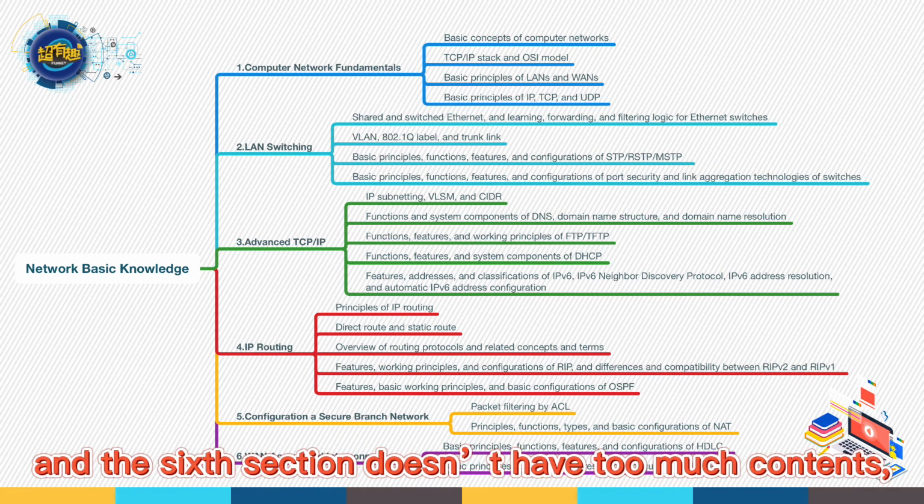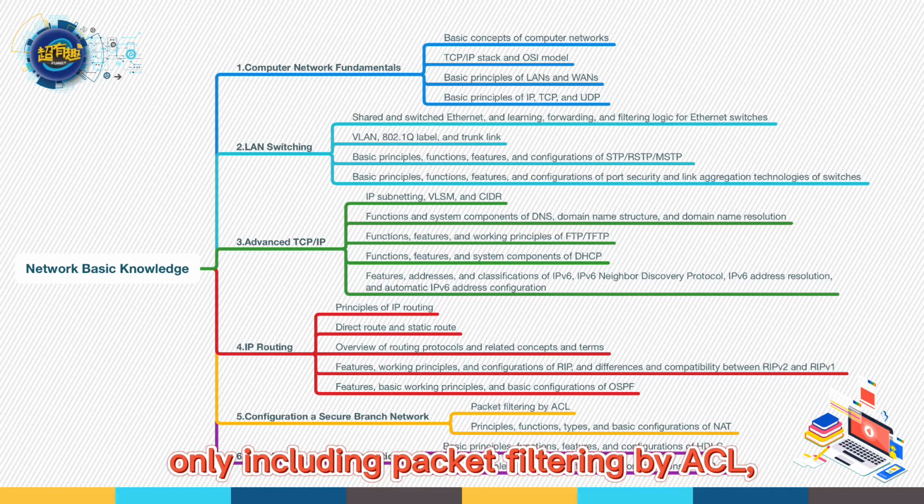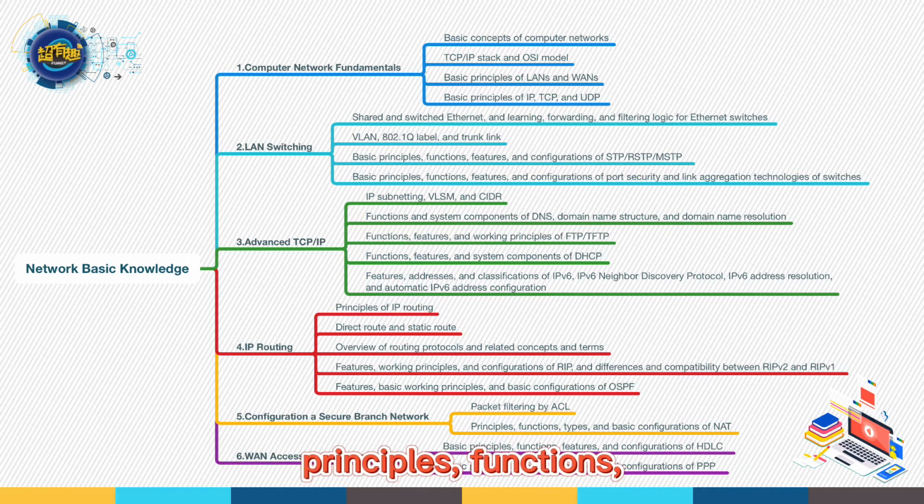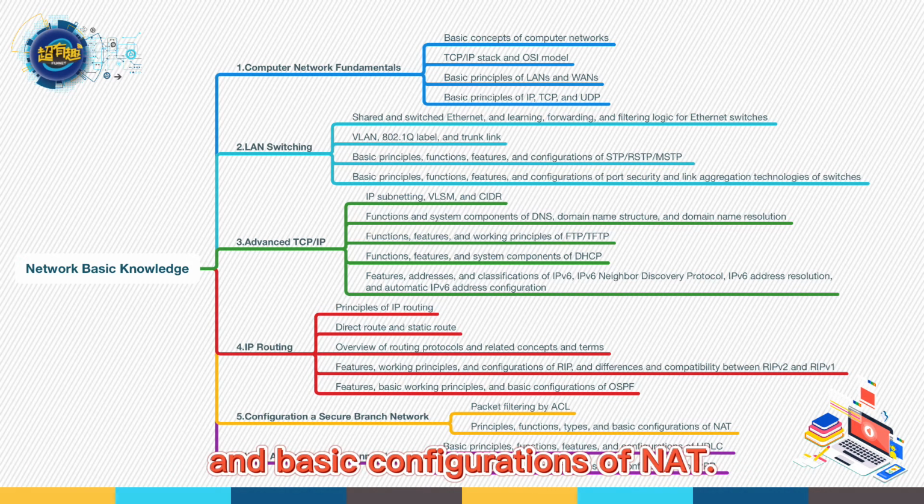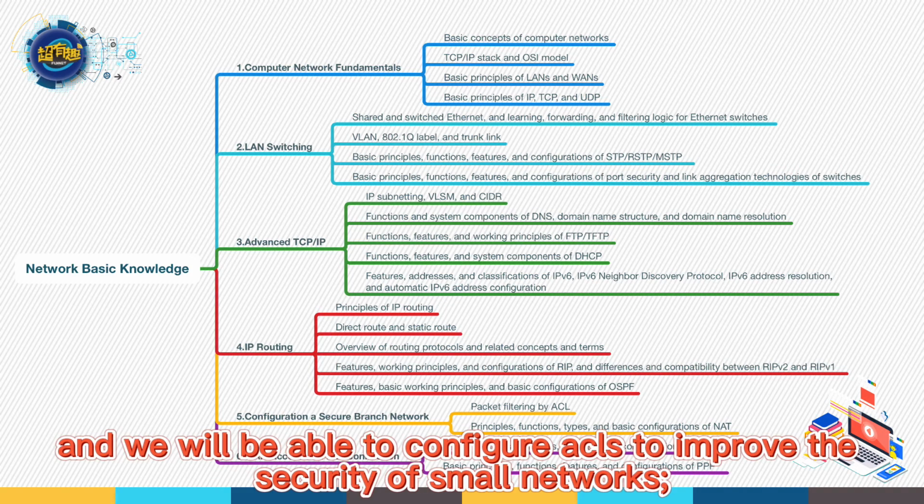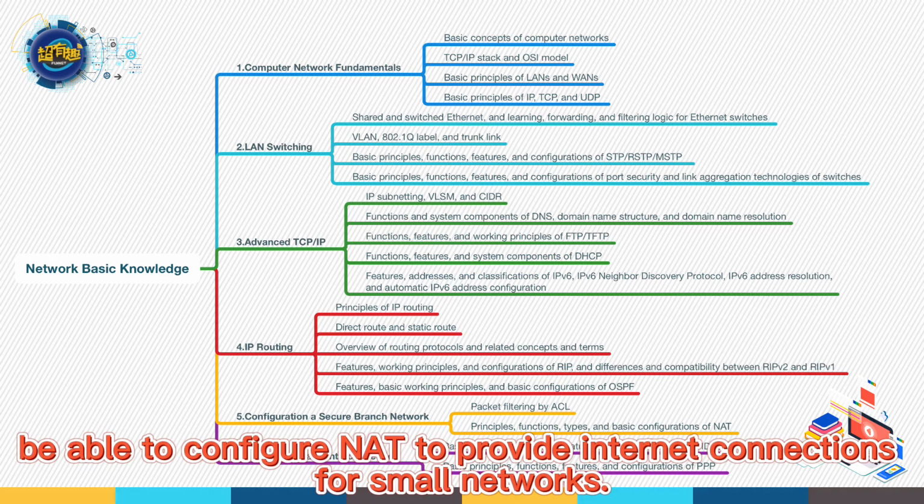And the sixth section doesn't have too much content, only including packet filtering by ACL principle, function, types, and basic configuration of NAT. And we will be able to configure ACLs to improve the security of small networks, and be able to configure NAT to provide internet connections for small networks.